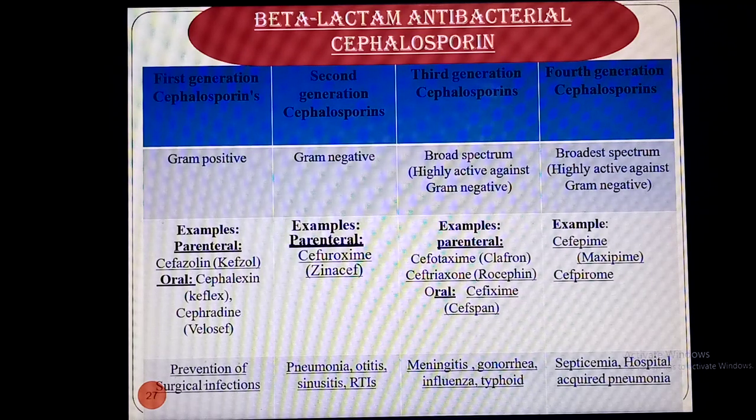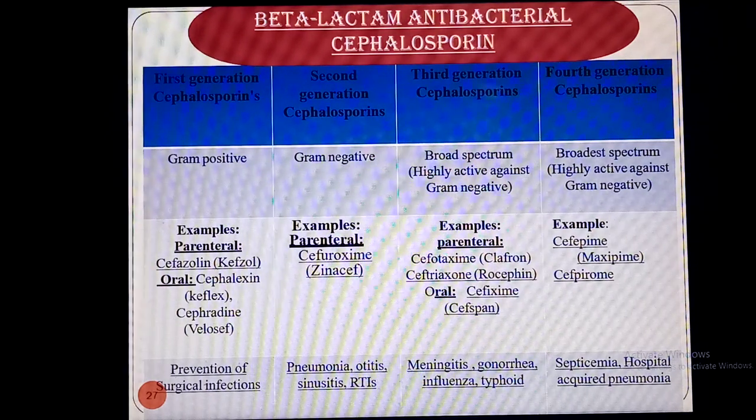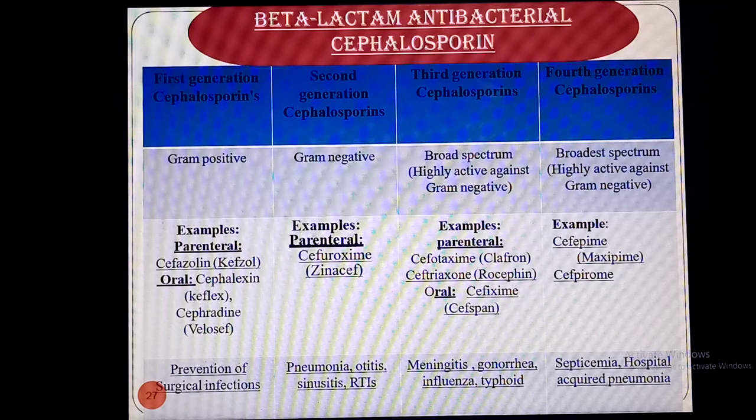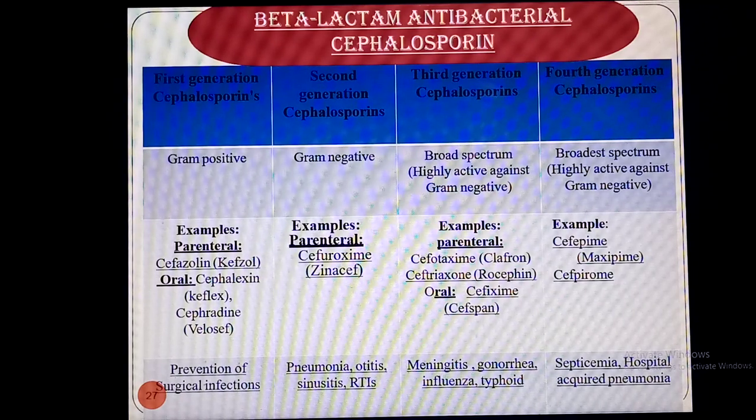First generation cephalosporins are basically those antibiotics which are strongly active against gram-positive bacteria, gram-positive microorganisms. So it means that in the first generation, the gram-positive activity is greater. Why are these antibiotics classified into different generations?